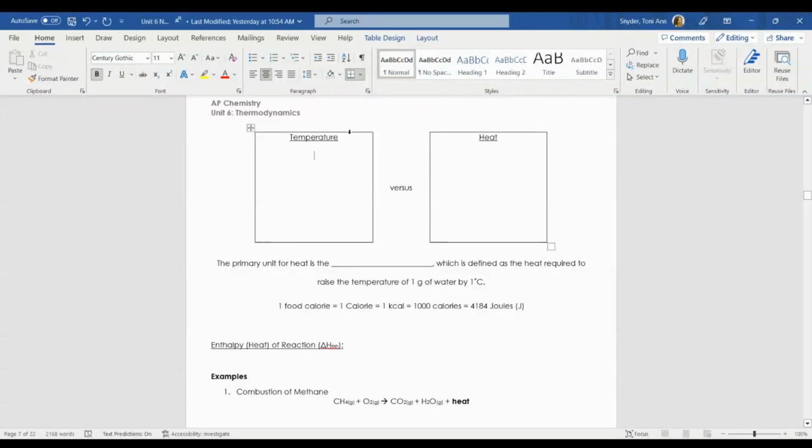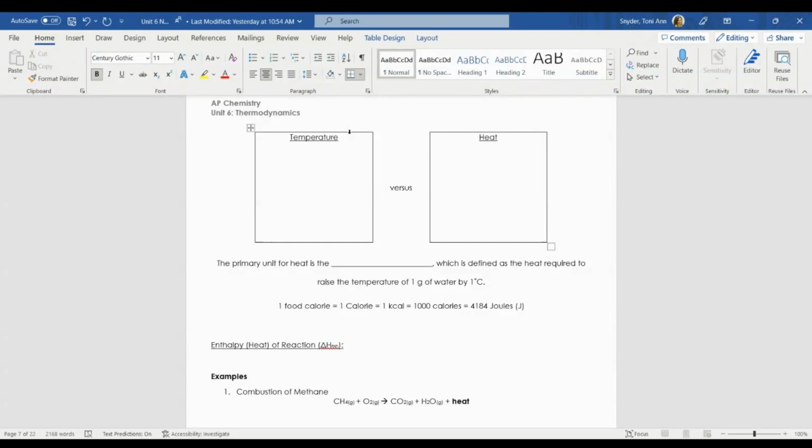Hello everybody, and welcome to our next video in Thermo, our unit 6, which is going to be about temperature versus heat, and we're going to get into a little bit of stoichiometry with thermochemical equations as well as heat of solution. Anyway, before we get into that, I want us to differentiate temperature versus heat.